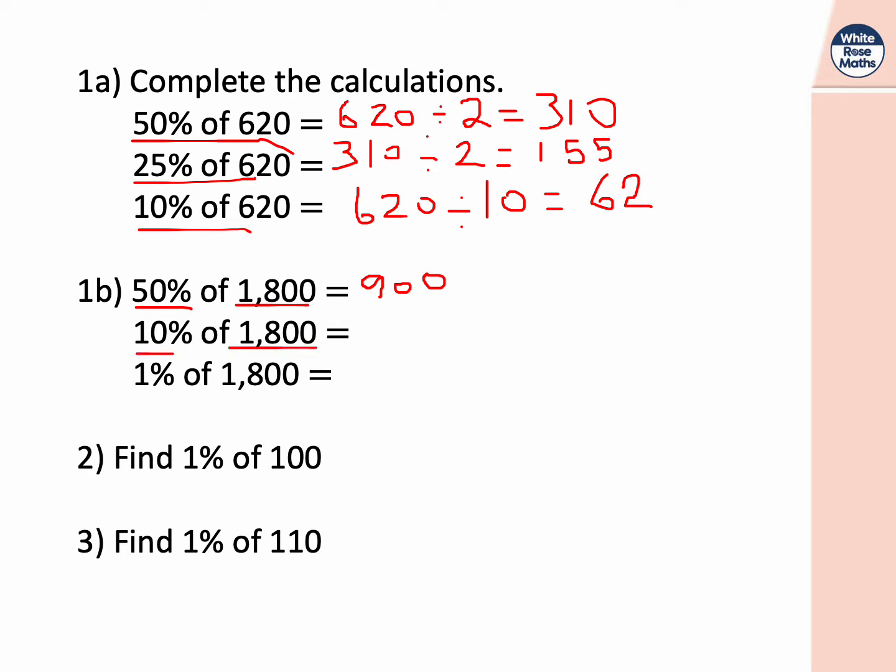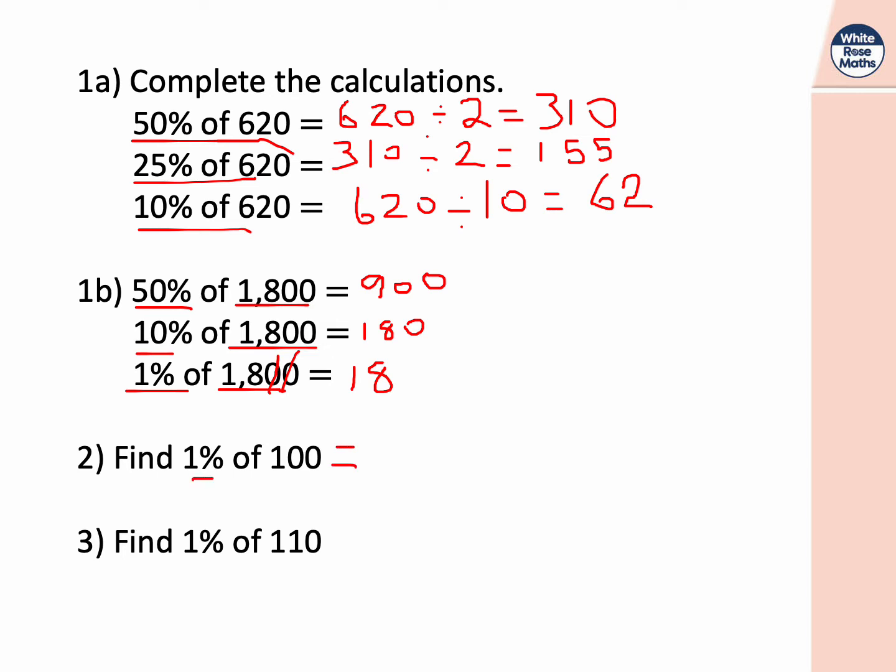10% of this number, we divide it by 10, so take off a 0, and I get 180. Now, 1% of an amount means I divide it by 100, so I take off 2 zeros. The answer is 18. So 10% of any amount, you divide it by 10. 50% of any amount, you divide it by 2. 25% of any amount, you divide it by 4. 1% of any amount, you divide it by 100, because 1% is 1 over 100, so you would divide by 100 and then times by 1.